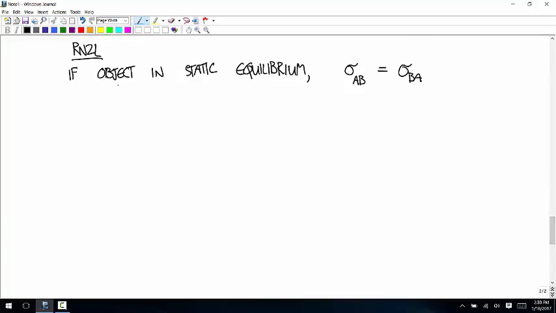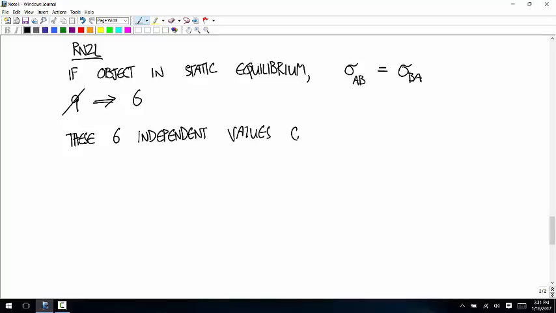So what that says is we don't have 9 values anymore. We're down to 6. And so these 6 independent values can be represented by a symmetric 3x3 matrix.